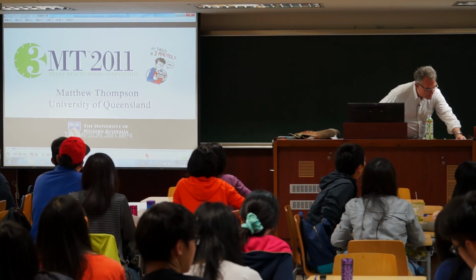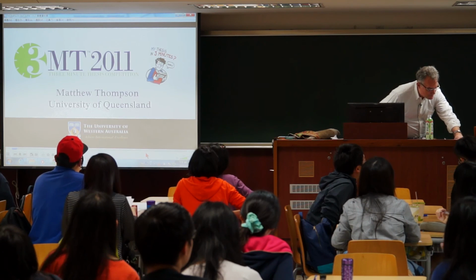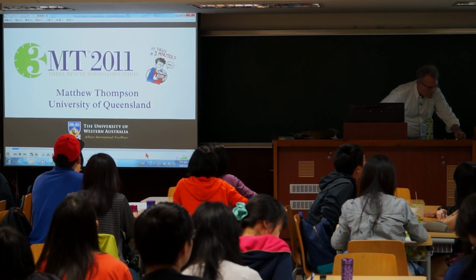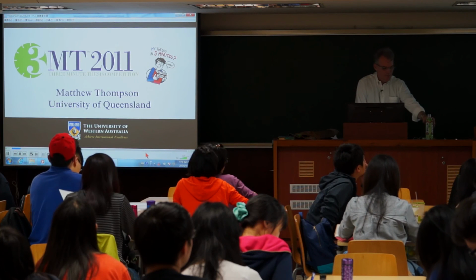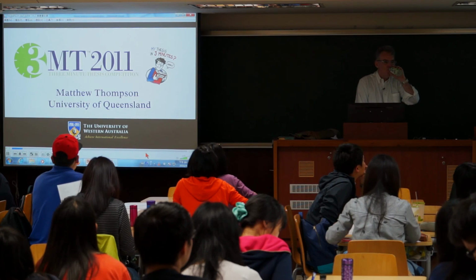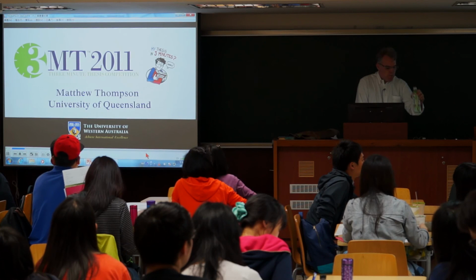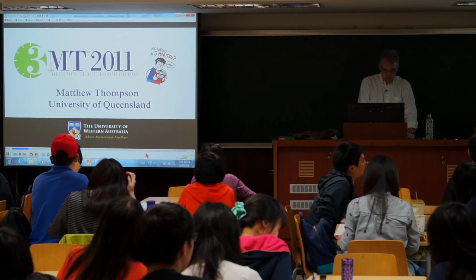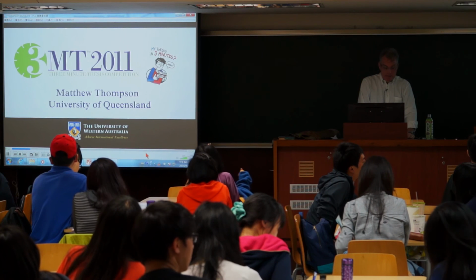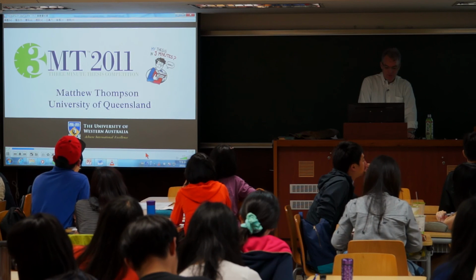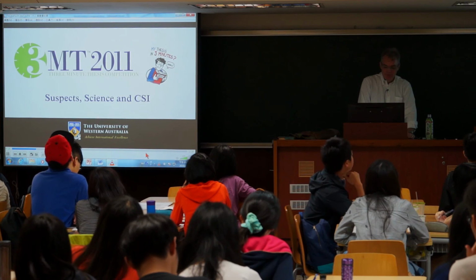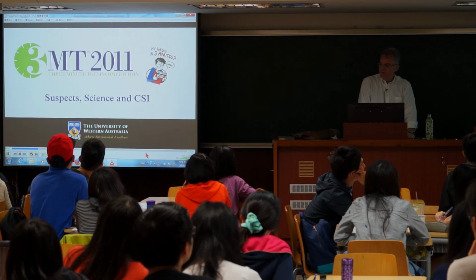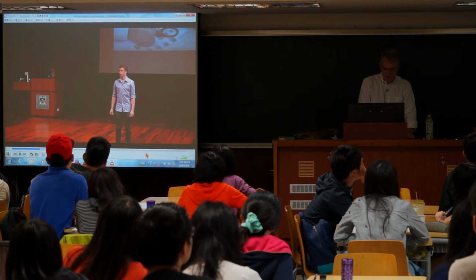So Matthew Thompson is our first finalist today. He's from the University of Queensland in the School of Psychology and National ICT Australia, Faculty of Social and Behavioural Sciences. The name of his thesis is Structure and Features in Complex Visual Stimuli, Assisting Identification in Forensics, and the short name for us here today has been translated to the 3-minute version, Suspects, Science, and CSI. Will you please make Matthew very welcome?